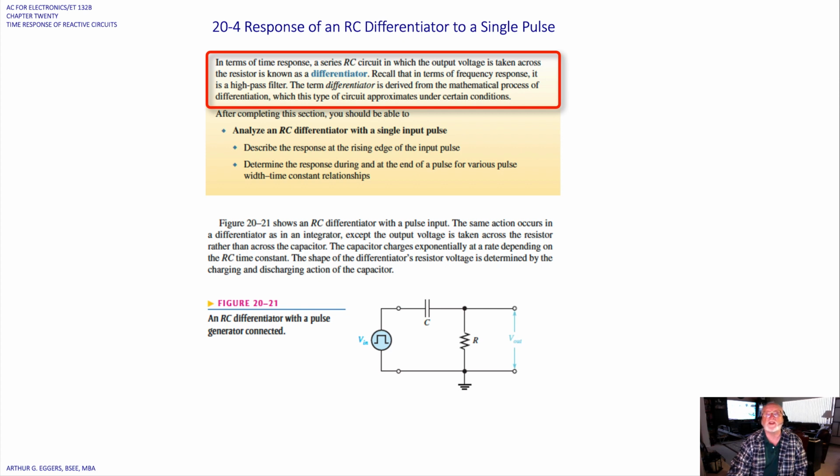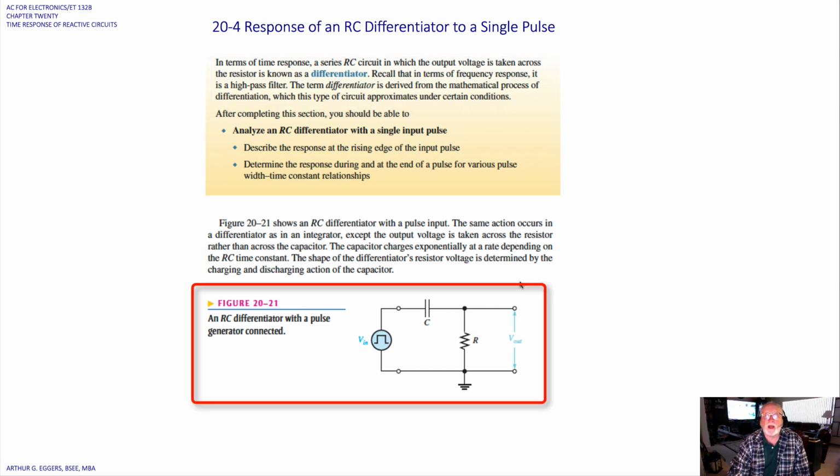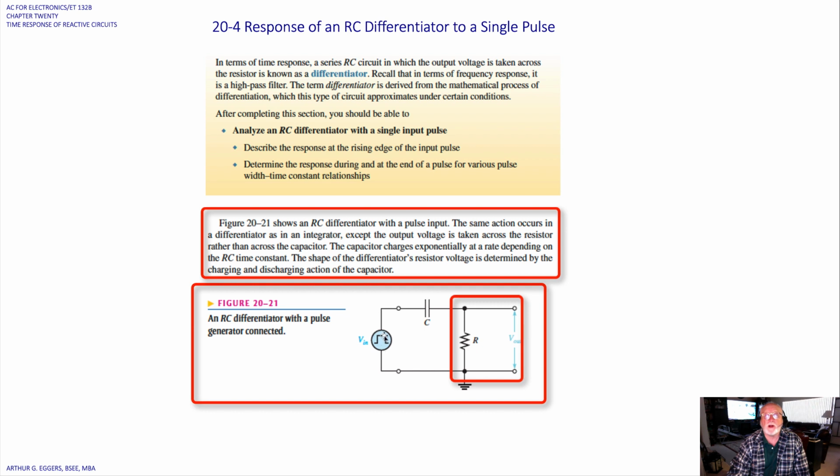The term differentiator is derived from the mathematical process of differentiation, which this type of circuit approximates under certain conditions. So the figure below is an RC differentiator with a pulse input. We've got a square wave generator on here, and we're going to give it one shot.